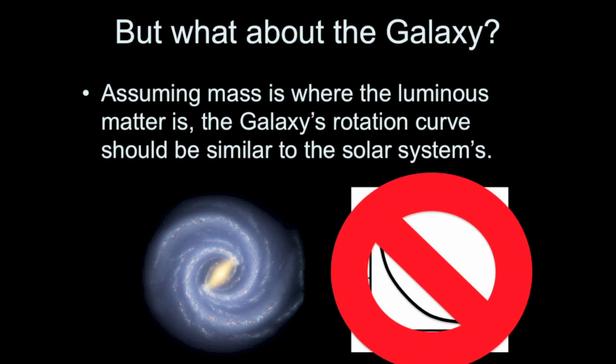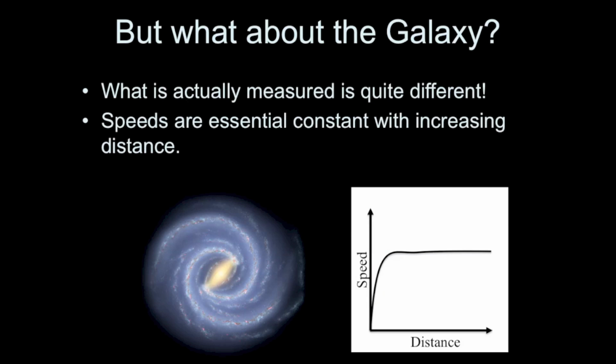But that's actually not what is measured. What is actually measured is very different from this. I've drawn a rough rotation curve for what astronomers actually measure for our Milky Way galaxy. By measuring the speeds of stars and clouds of hydrogen within the galaxy using Doppler shift measurements, what we find is that the speeds of these objects, as you get farther away from the center of the galaxy, stay roughly constant. This is kind of strange.